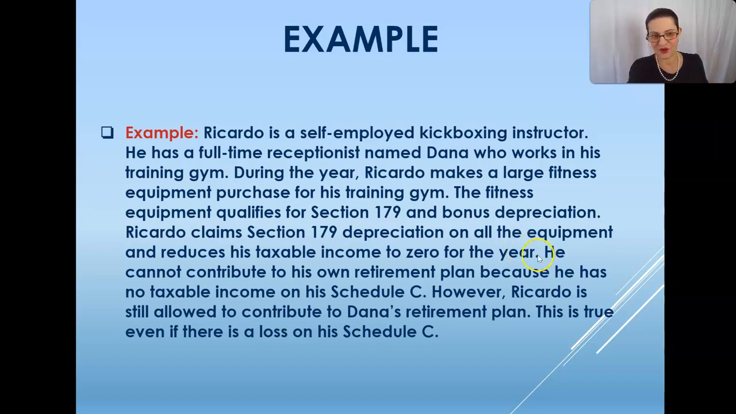If he does this, though, he cannot contribute to his own retirement plan because he has no taxable income on his Schedule C. However, Ricardo is still allowed to contribute to Dana's retirement plan. This is true even if there is a loss on his Schedule C. If you have a business owner and they have a SEP, for example, that's the most common type of retirement plan. When it's a business retirement plan and they're self-employed, usually they'll set up a SEP. When you have a business owner and they have a SEP, you have to set up a retirement account for your employees. The employees cannot decline.